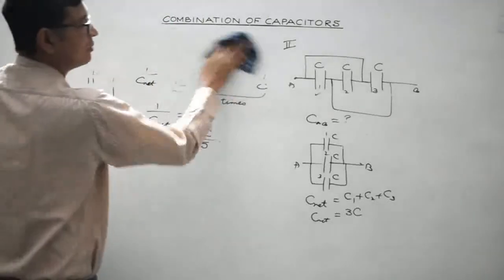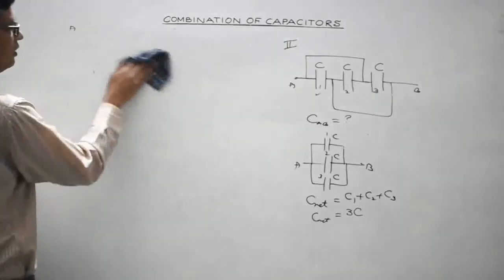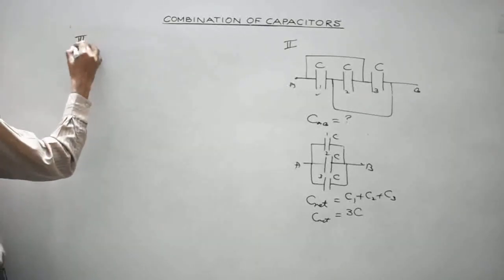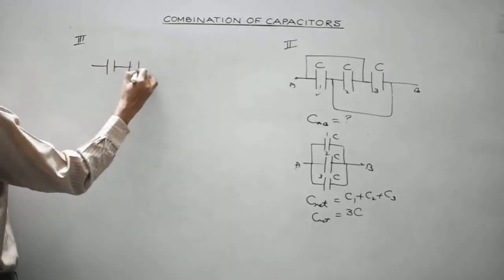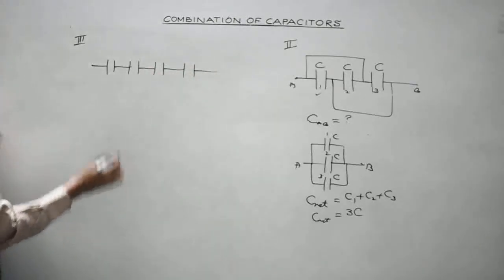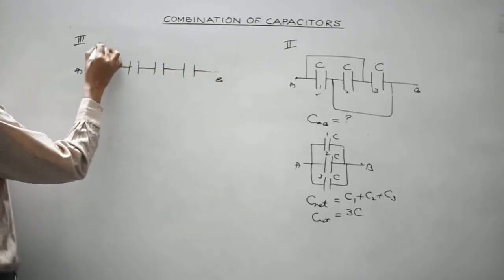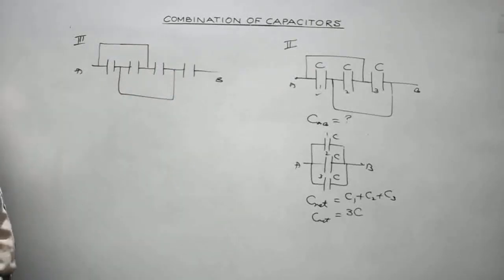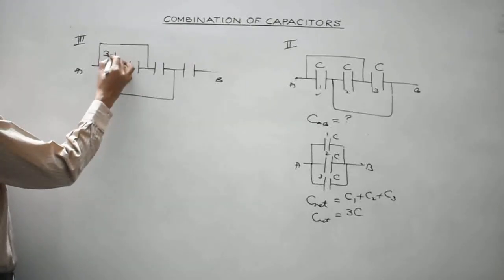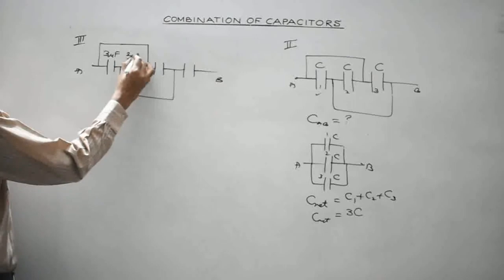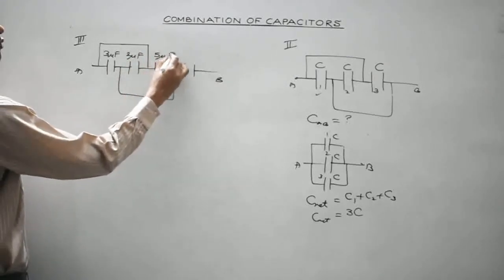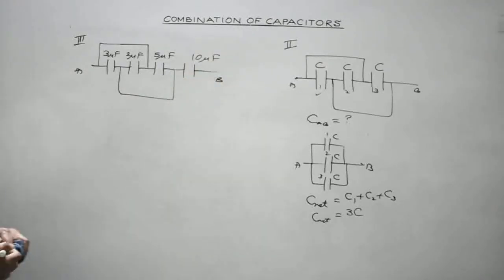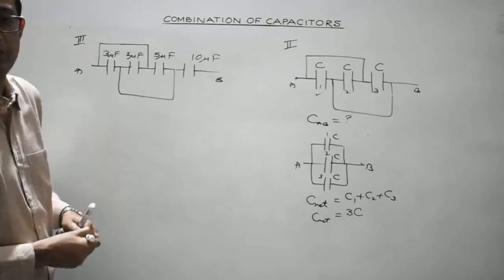Let us discuss another example. Suppose this is the case. These are the 4 capacitors. This is point A, this is point B. This is given to be like this, and let us consider this to be 3 microfarad, this to be 2 microfarad, this to be 5 microfarad, and this to be 10 microfarad. Right? We need to find out the net capacitance between A and B. This is our objective.